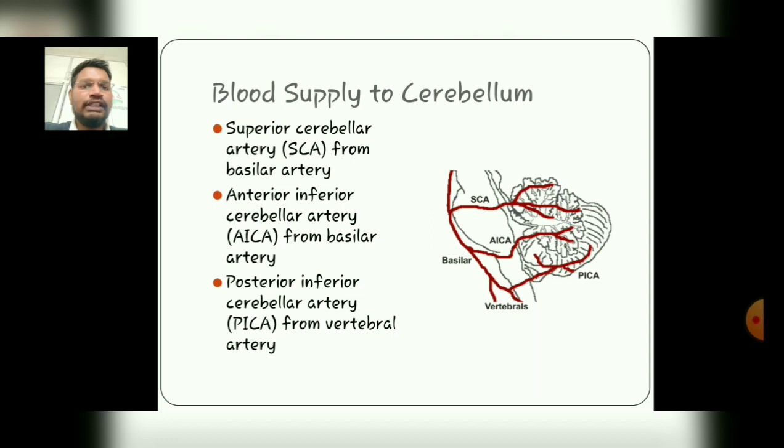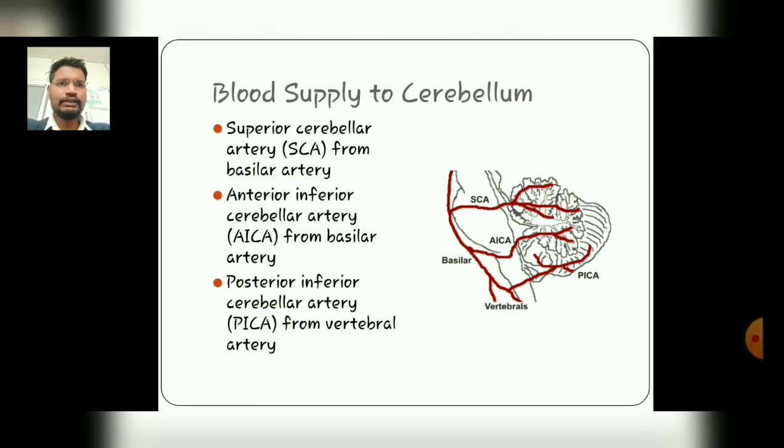blood from the posterior inferior cerebellar artery, as it is denoted by PICA, which receives the blood from the vertebral arteries. As a detailed structure of the blood supply to cerebellum is given in the given diagram.